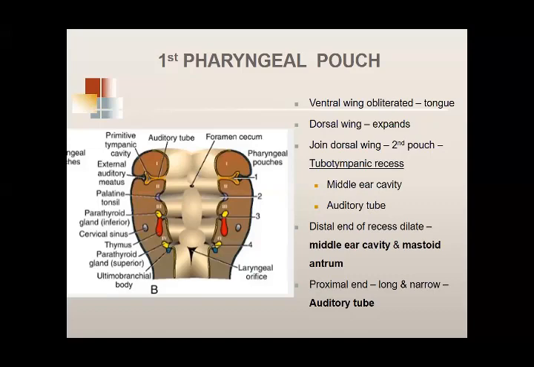The first pharyngeal pouch, I told you, had a dorsal and ventral wing, and the first pharyngeal pouch developed into the middle ear cavity. And it's the connection of the pouch with the developing pharynx. This connection of the first pharyngeal pouch with the pharynx narrows down and it develops into the auditory tube, also called the pharyngotympanic tube. Okay.